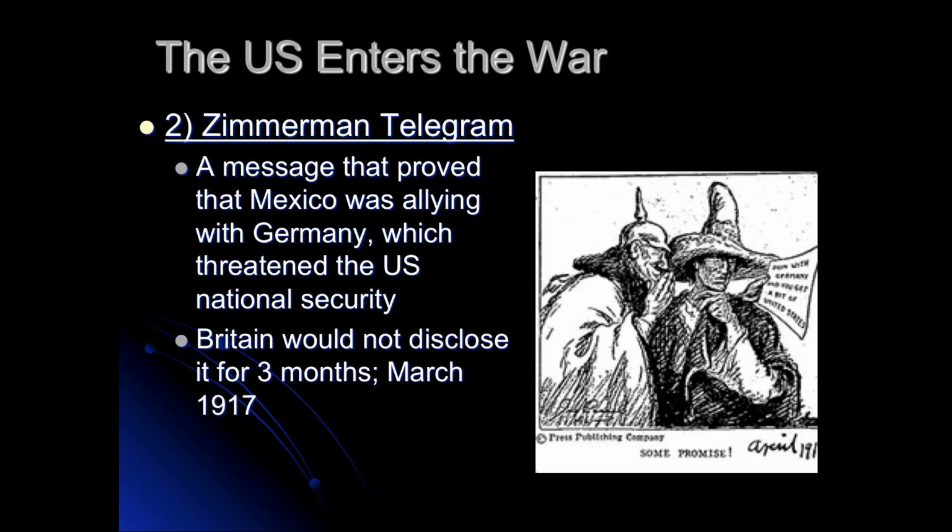Now, this is obtained by the British intelligence, MI6, but they don't disclose it to America until 3 months later in March 1917. And the reason for not disclosing it to the United States just yet is that they wanted to give it to America at the right time. They wanted to show that Germany was trying to instigate something against America at the right time. And so they don't show it initially when they get it, but then they disclose it to the United States later on.